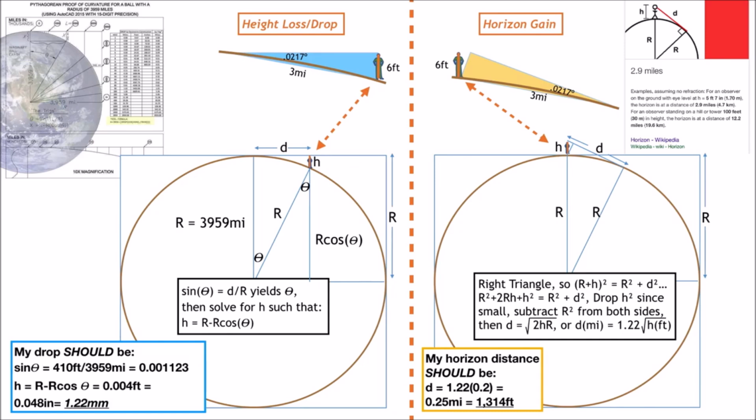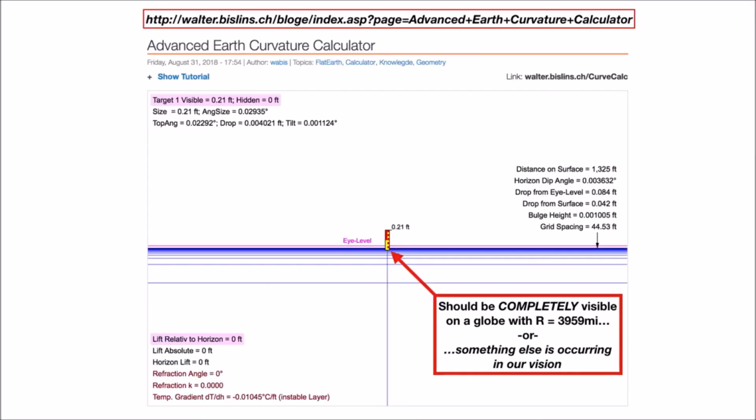Furthermore, my horizon distance should be about 1,314 feet, which is well beyond the 400 feet that we were at. So by all accounts, we should be seeing this entire light the whole time. So if we go to some earth curve calculators, you can see again by their mock-ups that there should be nothing hidden in this situation. It should be completely visible with a globe with a radius of 3959 miles. Or something else occurs in our vision to cause this effect.